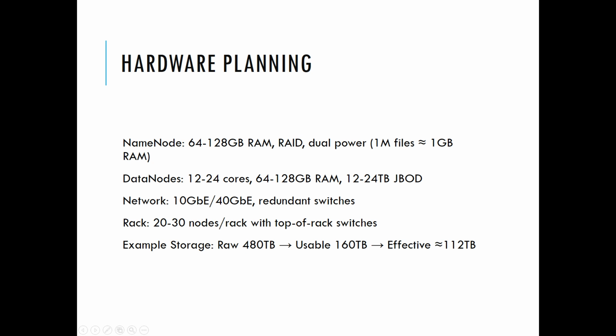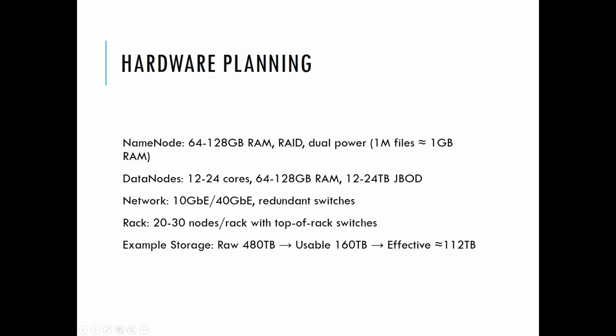Data nodes, where the actual data is stored, should have 12 to 24 CPU cores, 64 to 128 GB of RAM, and use JBOD, just a bunch of disks, configurations for 12 to 24 TB of raw storage per node. The network is the backbone of the cluster. 10 or 40 GB Ethernet with redundant top-of-rack switches is essential. A typical rack holds 20 to 30 nodes.